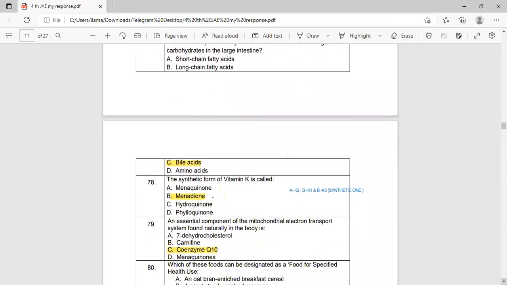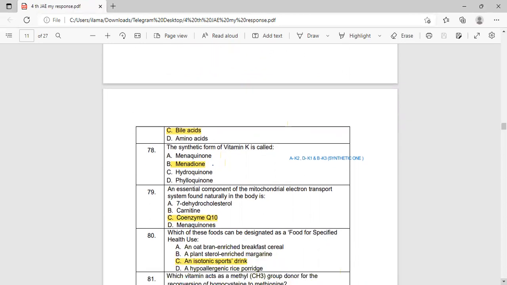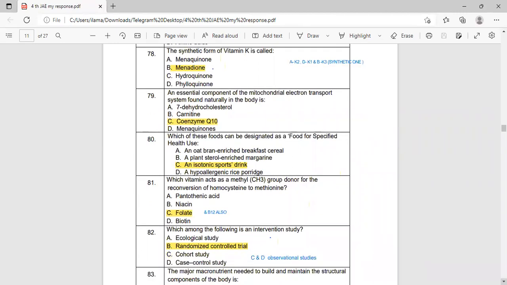Next one, an essential component of the mitochondrial electron transport system for naturally acquiring in the body is coenzyme Q10. Which of the following foods can be designated as a food for special health use is an isotonic sports drink? Next, which of the vitamins acts as a methyl group donor for the reconversion of homocysteine to methionine is folate? Next, which among the following is an intervention study is a randomized controlled trial test? Here, the cohort study and then case control study are observational study types.